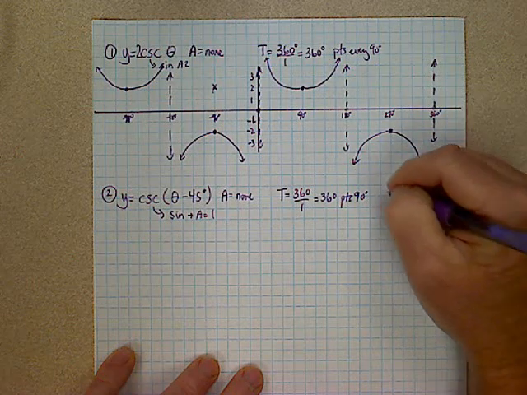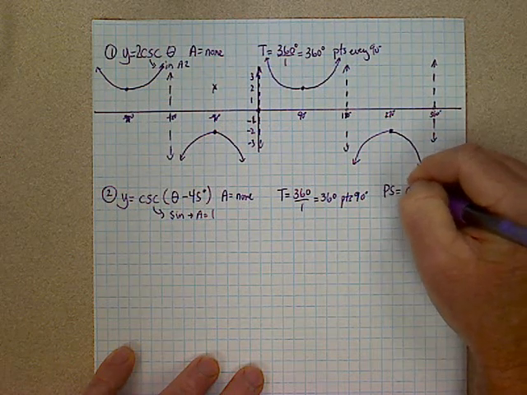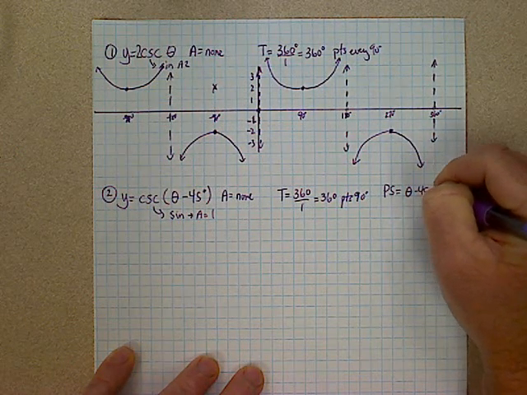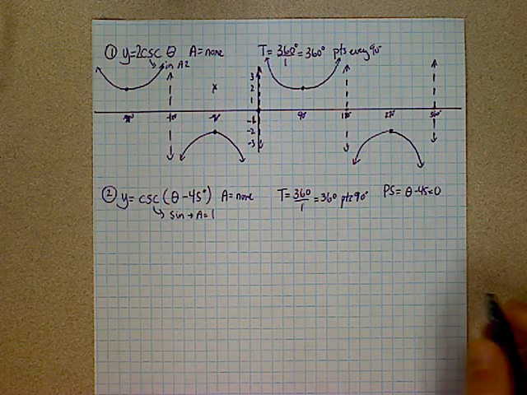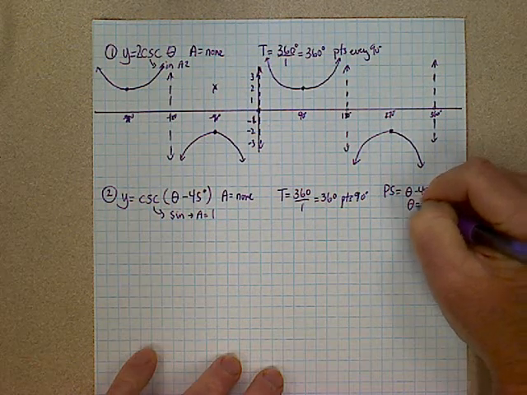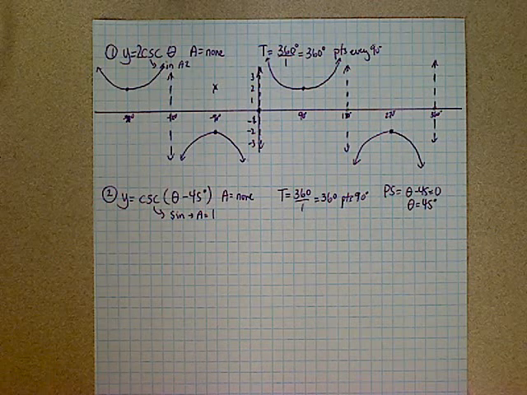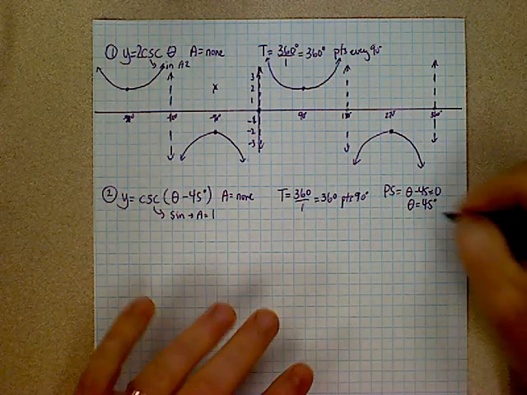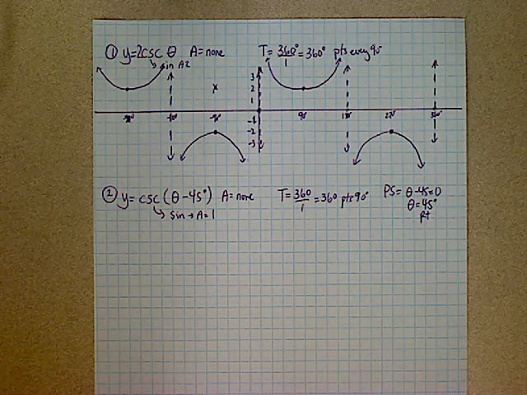And now we do have a phase shift on this one, so our phase shift is going to be theta minus 45 equals 0. We'll add over 45 to the other side, so theta is going to equal 45 degrees. So we'll be going right 45 degrees.